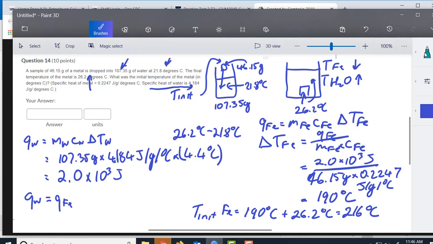So the important point here is that since the temperature of the water went up, and we know it did because it started at 21.8 and it went to 26.2, that means the temperature of the iron must have come down. Its final temperature was 26.2, which means its initial temperature would have been 26.2 plus whatever difference we found, which brings us to 216.